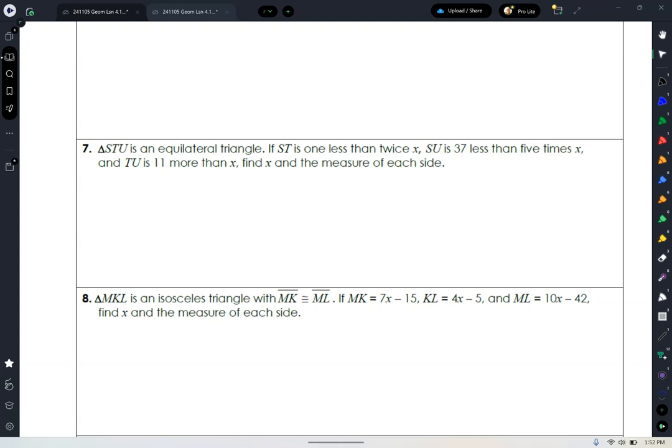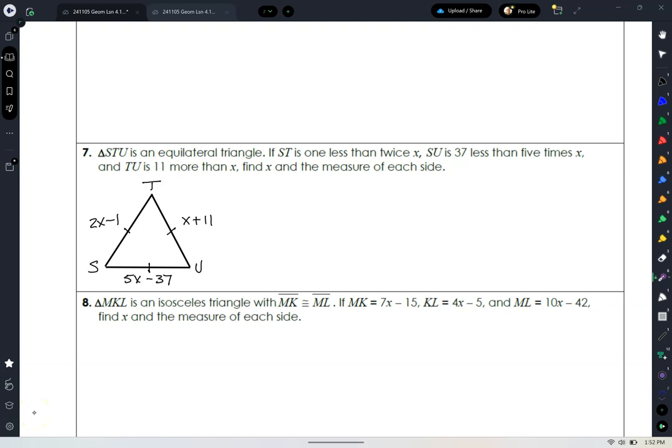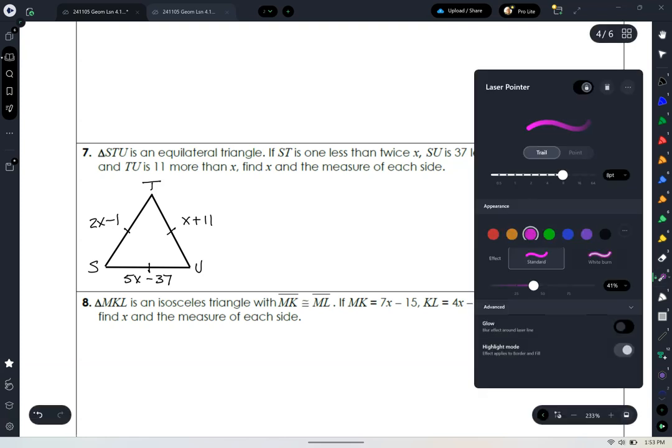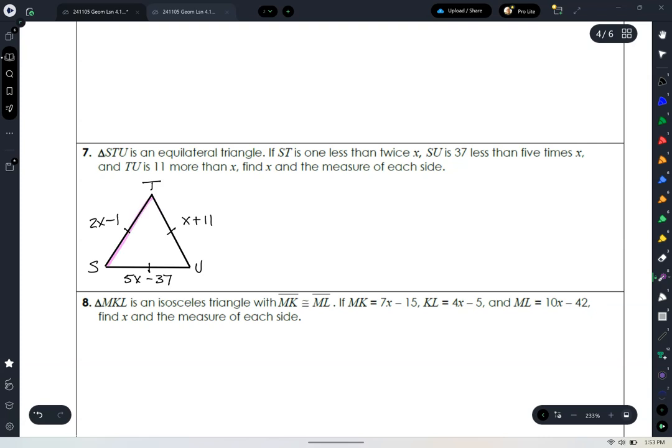We're doing number 7. What you should have come up with here. Now, your letters might be in different positions, and that's fine as long as the segment ST has a 2x minus 1 on it, the segment TU has an x plus 11 on it, and the segment SU has a 5x minus 37 on it. You're good to go. Did you guys get your picture set up correctly? Because from there, it should be pretty easy to do. So we're not going to take the time to do this one.